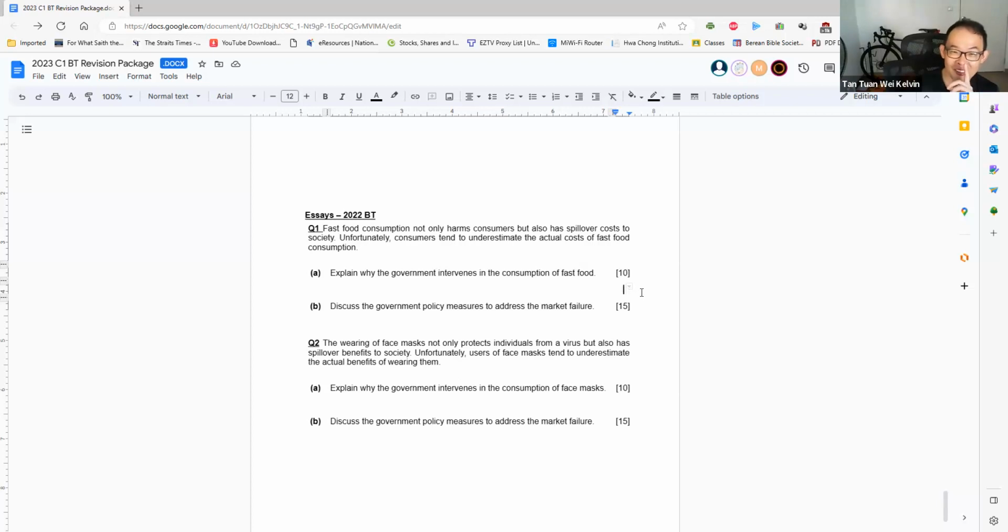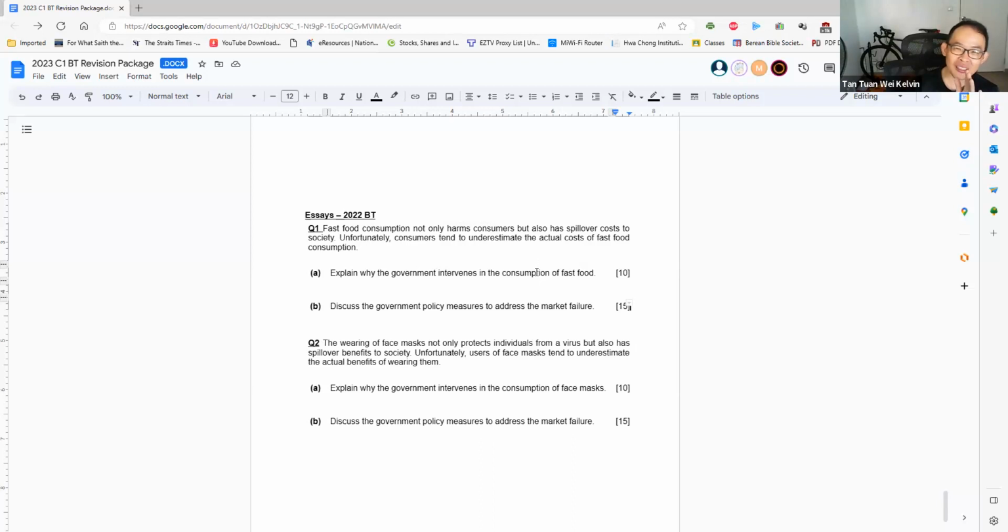So for question 1, the context is fast food. Question 2, the context is face masks. And it turns out that for both questions, it's about externalities as well as imperfect information, right? Because look at question 1.